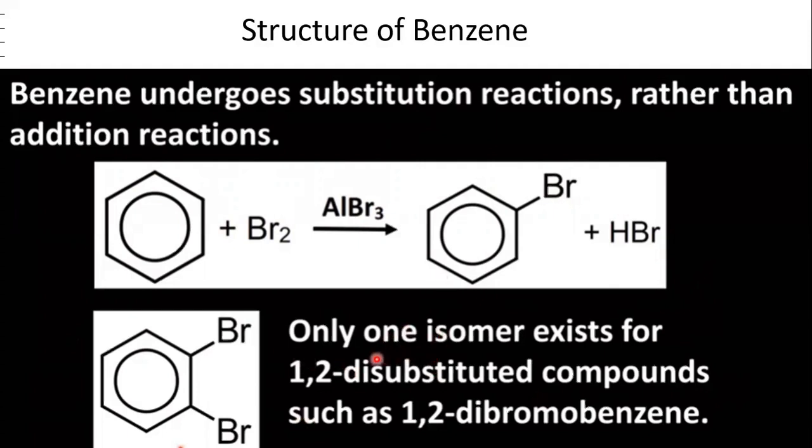Next, the last point: only one isomer exists for 1,2-disubstituted compounds such as 1,2-dibromobenzene. That means if we are substituting two bromine atoms, reacting bromobenzene again with one molecule of Br2, we will get the 1,2-dibromo or 1,2-disubstituted benzene compound. So for formation of this compound, we don't get two different isomers. There is only one isomer possible for this 1,2-dibromo substituted compound.